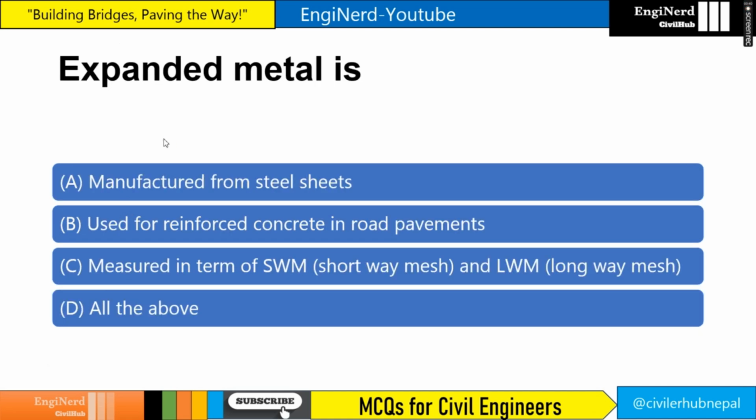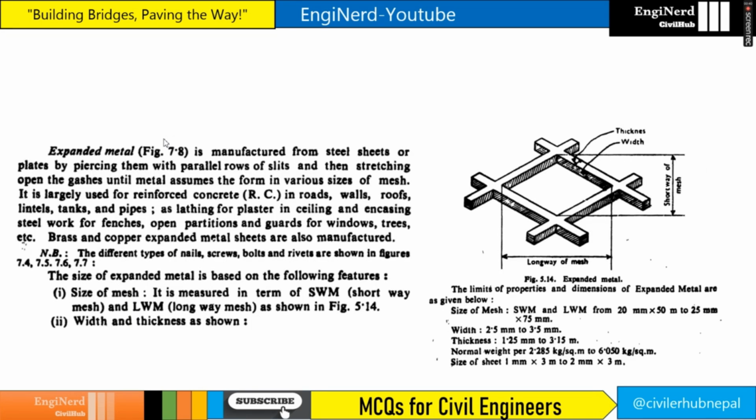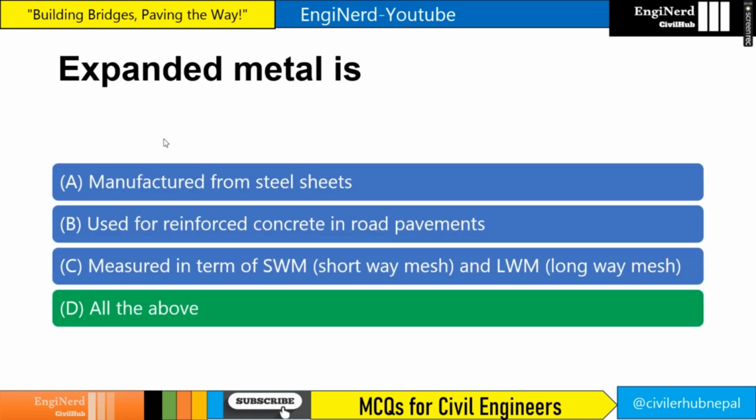Expanded metal is manufactured from steel sheets, used for reinforced concrete in road pavements, and measured in terms of SWM and LWM, all of the above. If you see here, expanded metal is manufactured from steel sheets, and it is largely used for reinforced concrete in roads, and it is measured in terms of SWM, short way mesh, and LWM, long way mesh. All of the above is the answer.